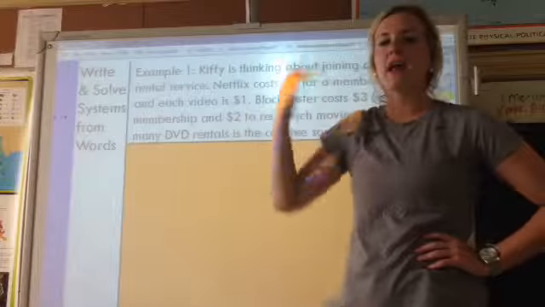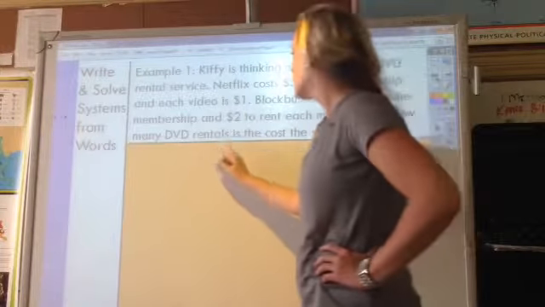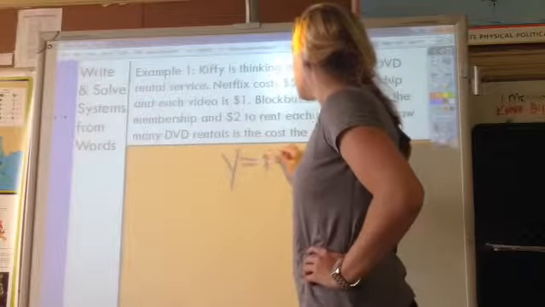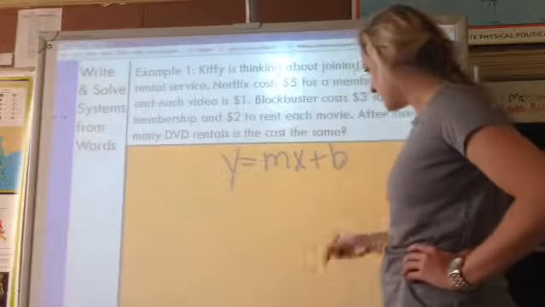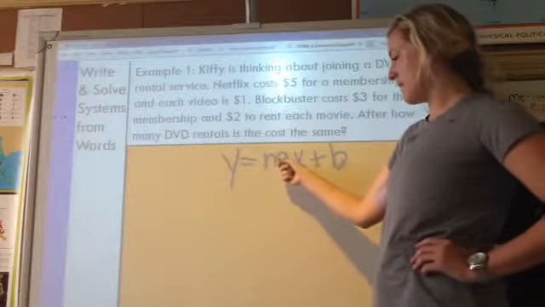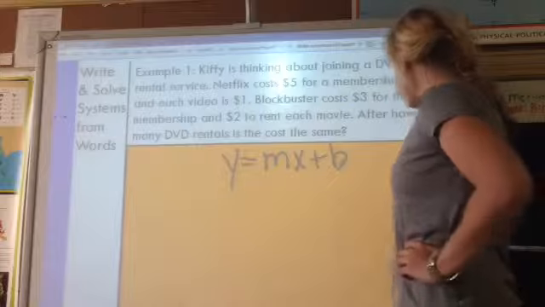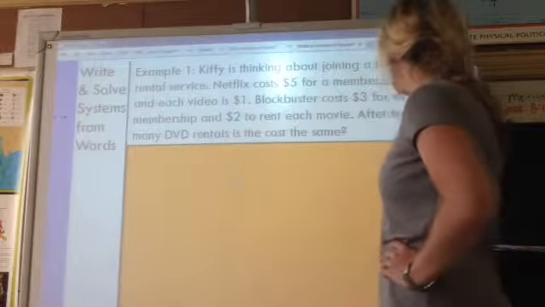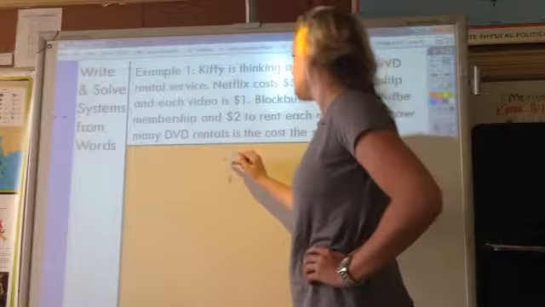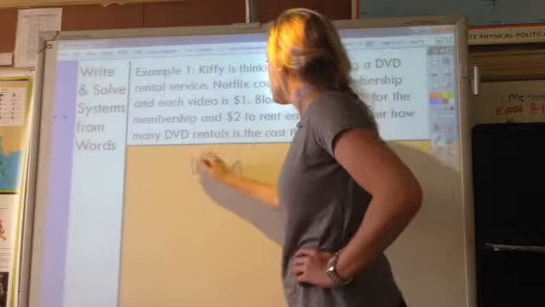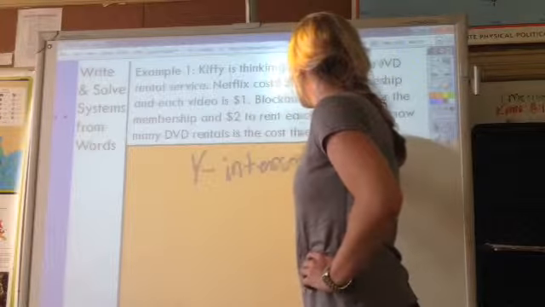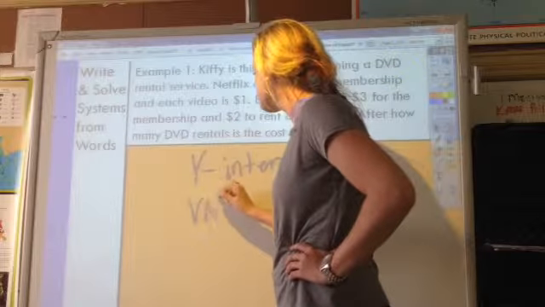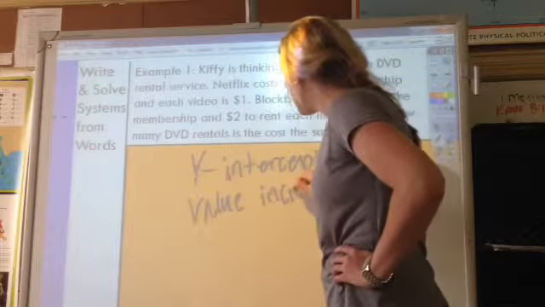So remember, when I'm writing systems of equations, I want to get my equations in the form of our slope-intercept equation, which is y equals mx plus b, where b is the y-intercept and m is the slope of my line. When I'm writing equations from words, I always want to look for my starting point for the data, which will be my y-intercept. What's my constant? What's my starting point? The value that increases is normally my slope.